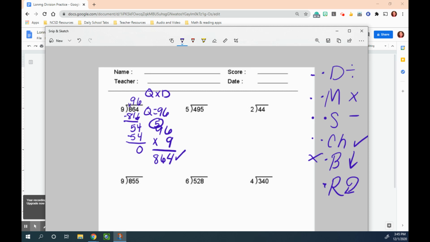Okay? So that's it for now. I just wanted to give you a reminder of how to divide.